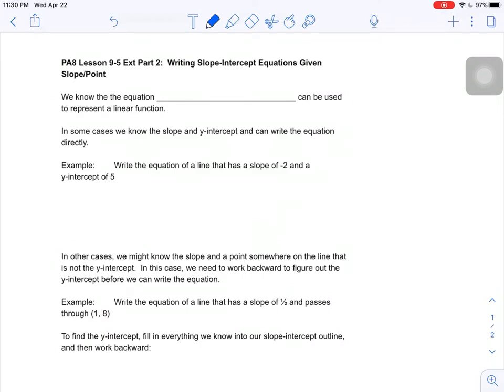That you need to know, which is why we're taking the time to do it, so that when you get to high school next year and you see it, you know what to do with it. So we're going to work a little bit more with slope-intercept equations today.